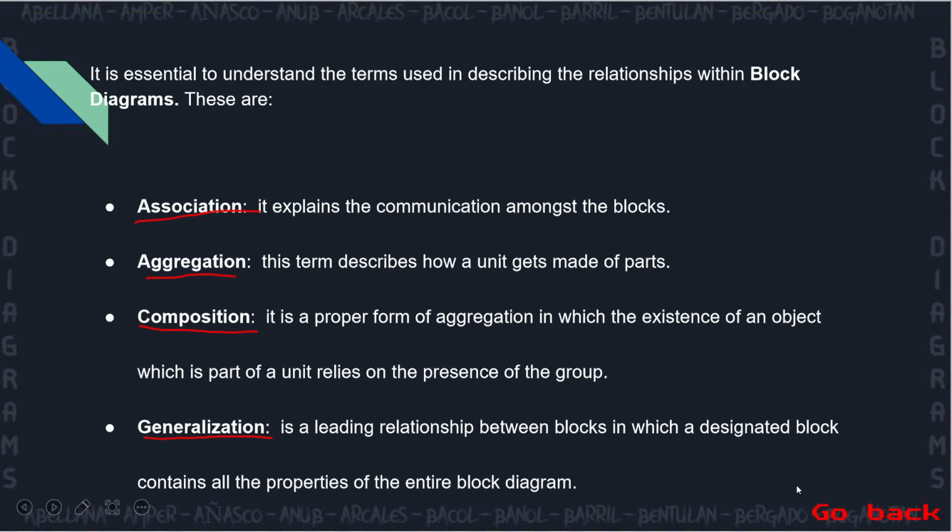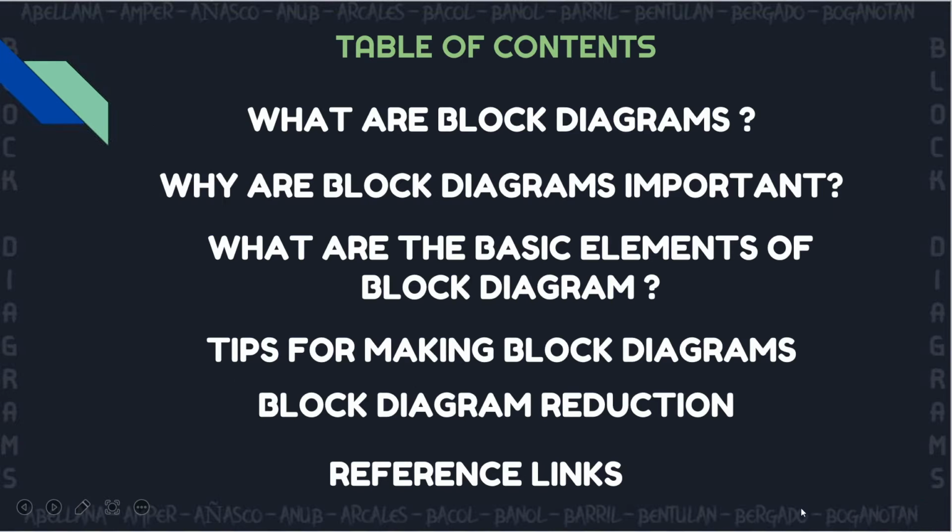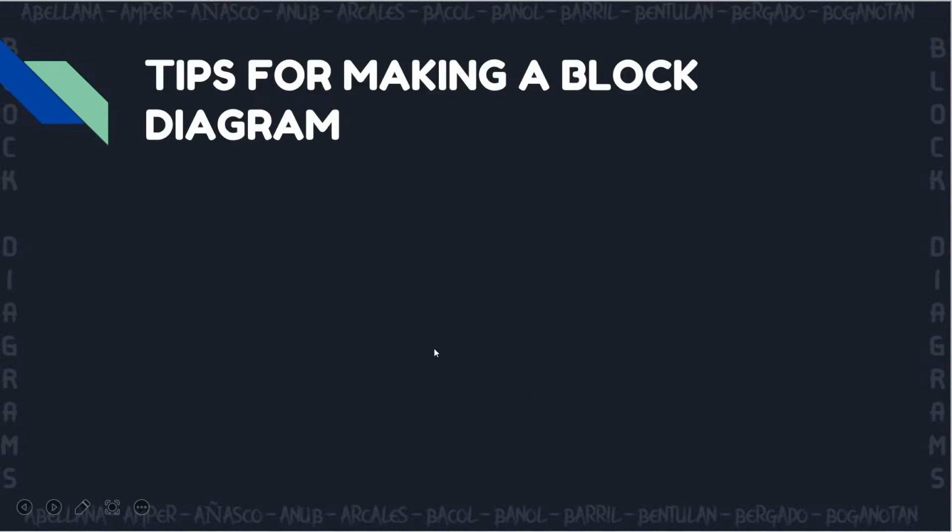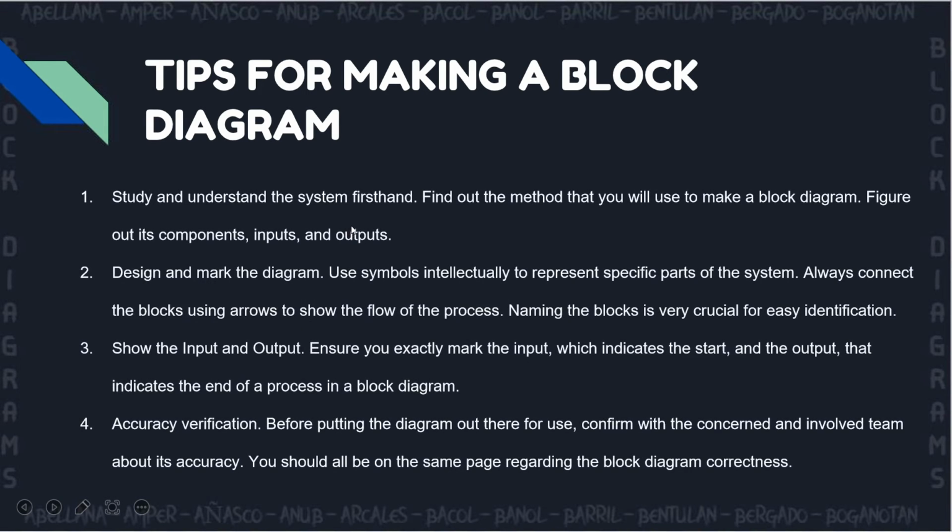Now that we have finished discussing the basic elements of the block diagram, let us proceed to the next topic, which is tips for making block diagrams. How do you make a block diagram? Number one is to study and understand the system firsthand. In order to effectively make a block diagram, you need to have a full understanding of the model that you are representing. So you need to determine the components, inputs, and the outputs.